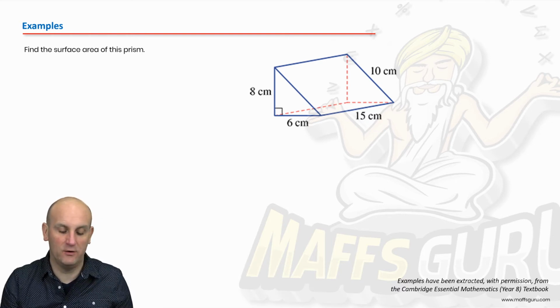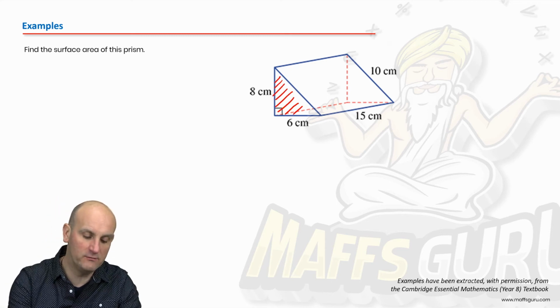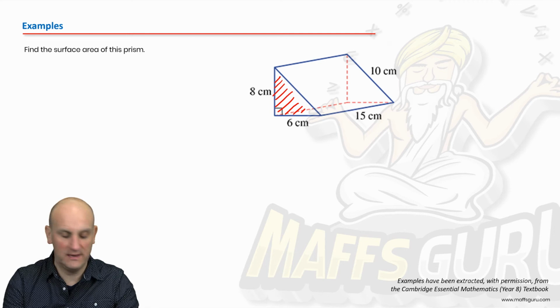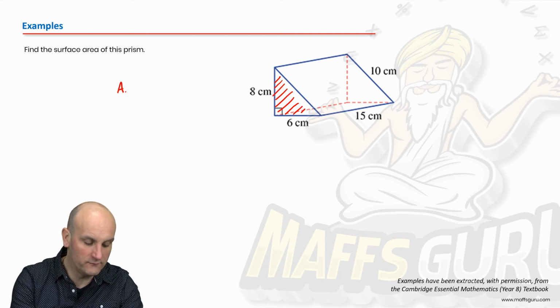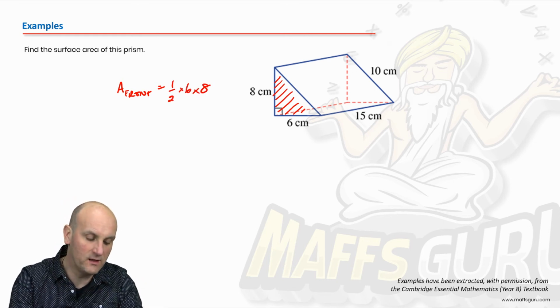Find the surface area of this prism. Okay, so the first thing I always do is work out the area of the front, because it helps me find the area of the back. So the area of the front: it's a triangle. I know the area of a triangle is a half times the base, which is 6, times the height, which is 8. Now, a half of 6 is 3.